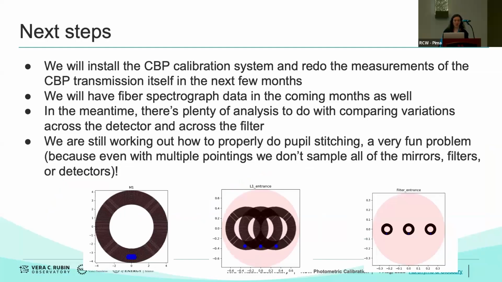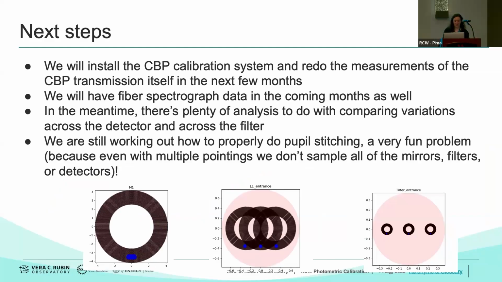So for the next steps, in the coming months, we're going to install the CBP calibration system and redo the measurements of the CBP itself. We'll also have fiber spectrograph data for our laser, which will help us trust the results that we see here. And there's plenty of analysis in addition to this hardware. We're in the process of doing analysis.